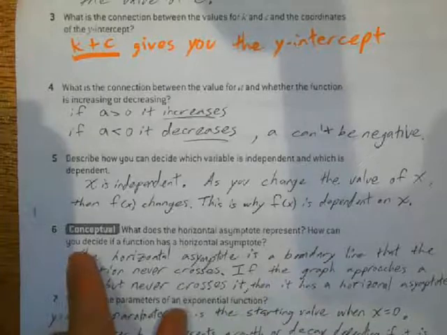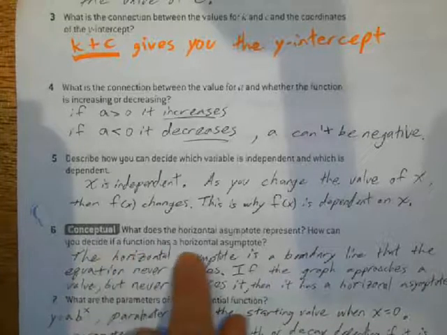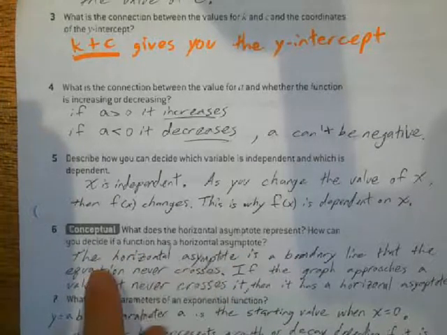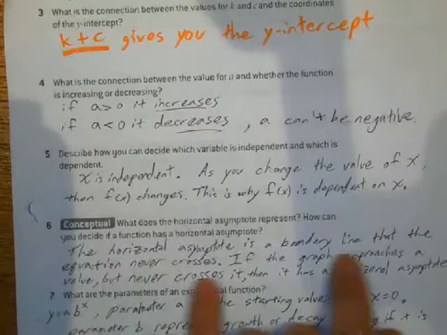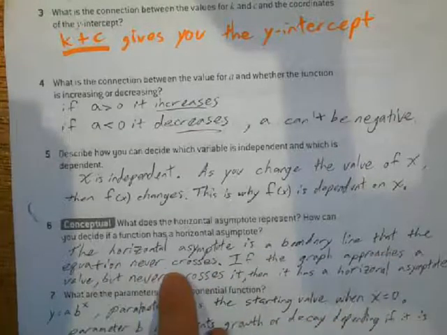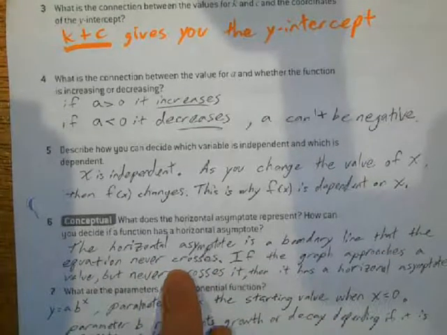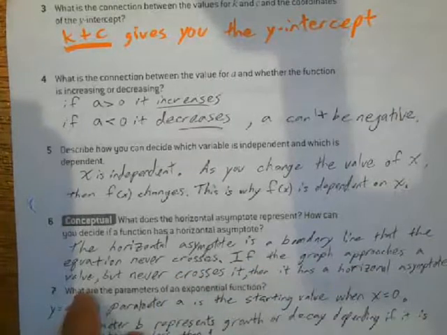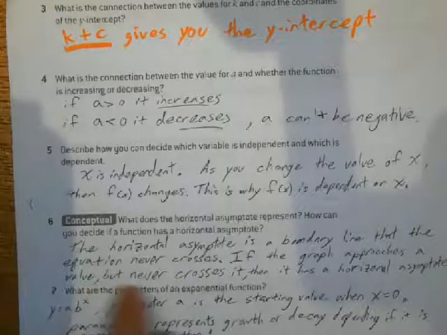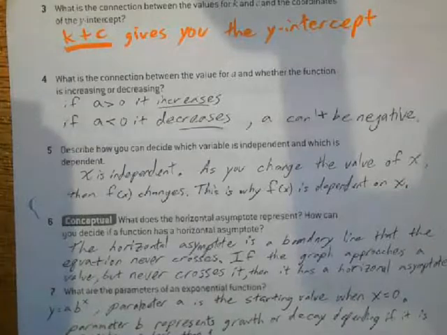Okay, what does the horizontal asymptote represent? How can you decide if a function has a horizontal asymptote? Okay, so the horizontal asymptote is a boundary line that the equation will never cross, and we've investigated and seen that. If the graph approaches the value but never crosses it, that's when it has a horizontal asymptote.